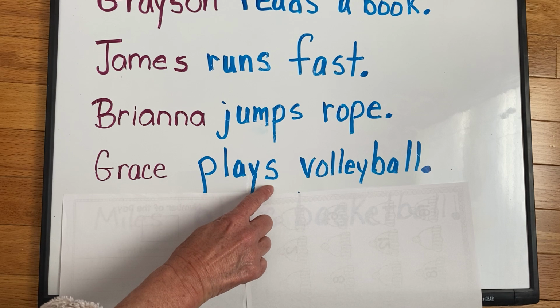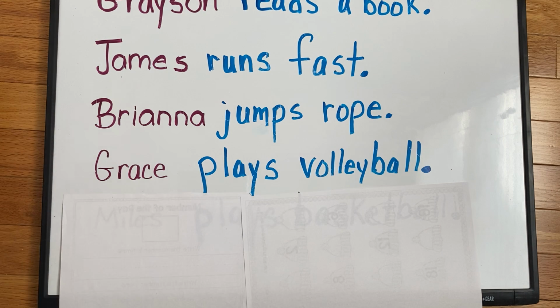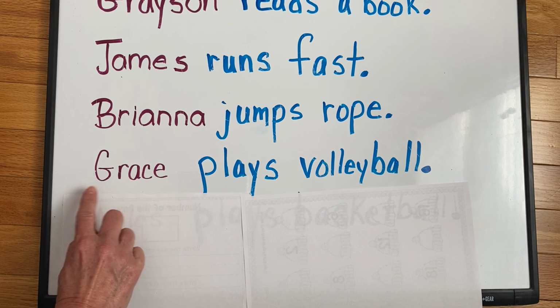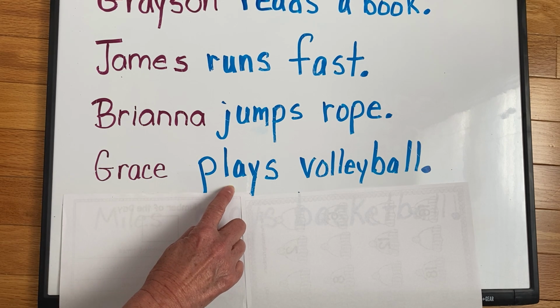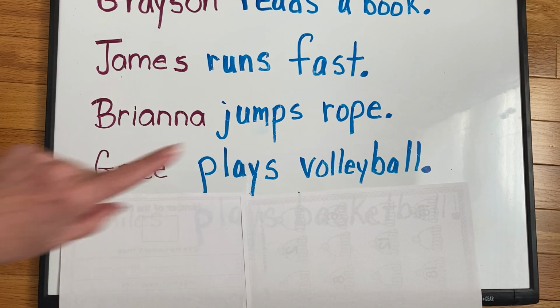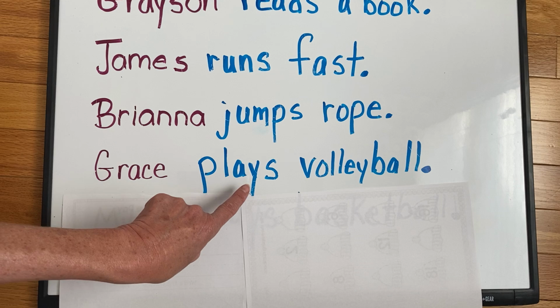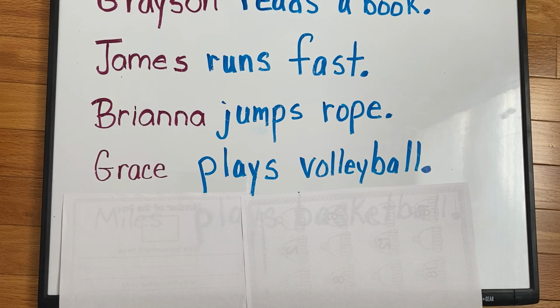Grace plays, this is a big word, volleyball. You want to read it with me? Here we go. Grace plays volleyball. So, who plays volleyball? Who's in the naming part of the sentence? That's right, it's Grace. And what does Grace do? What does the sentence tell us that Grace does? That's exactly right. She plays volleyball.